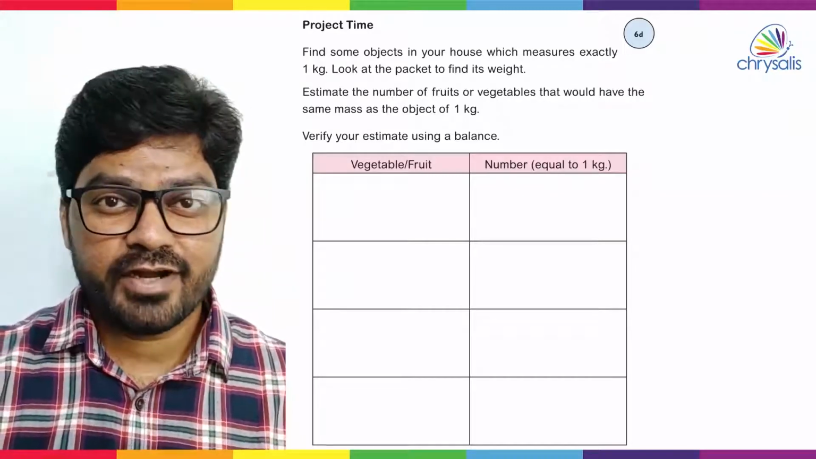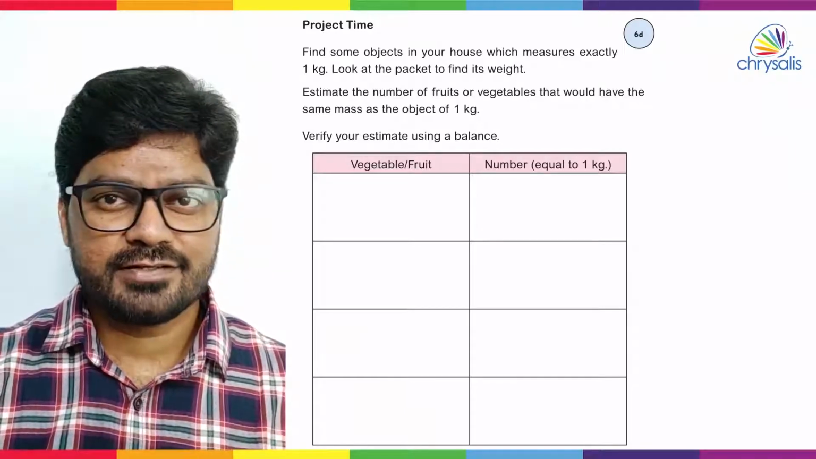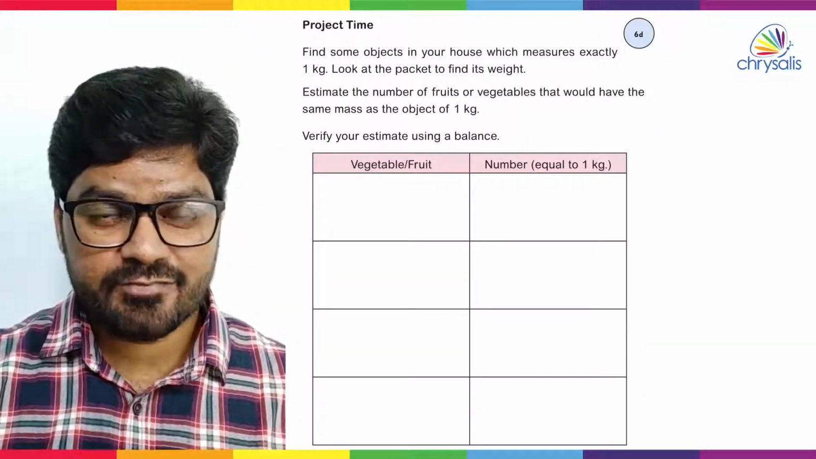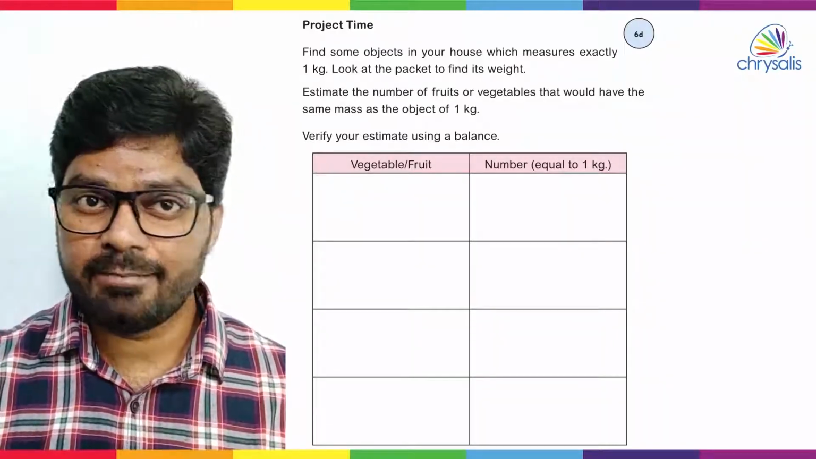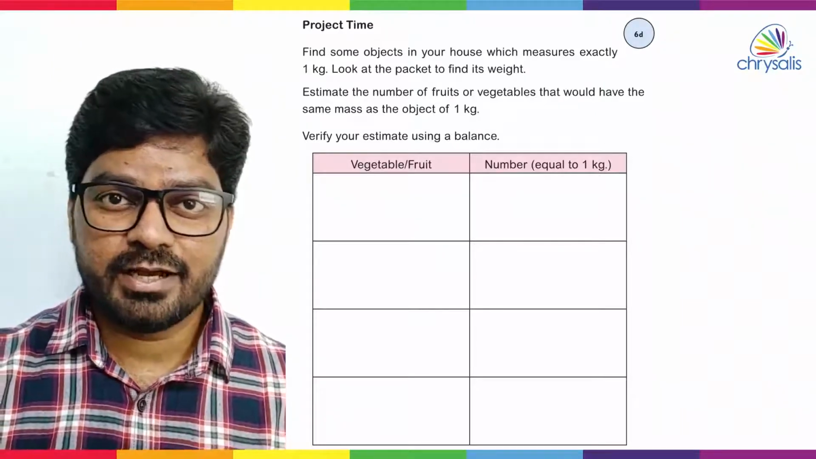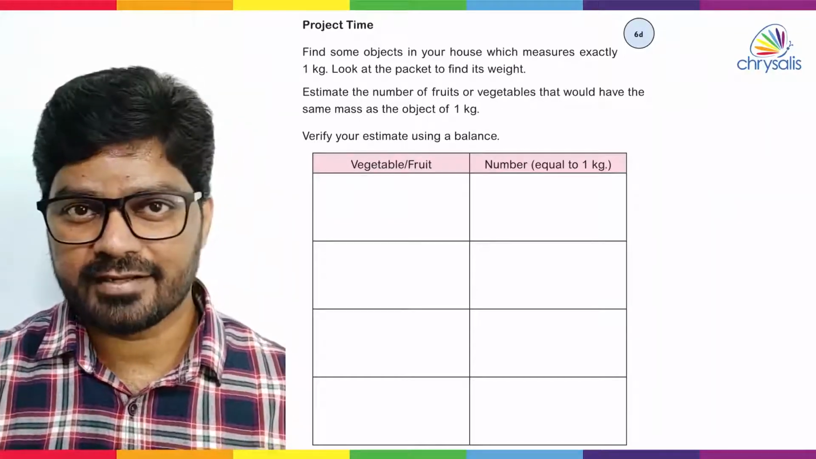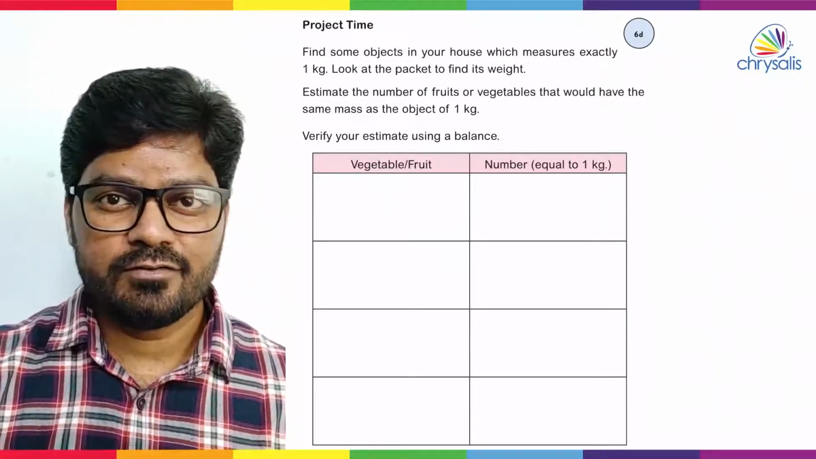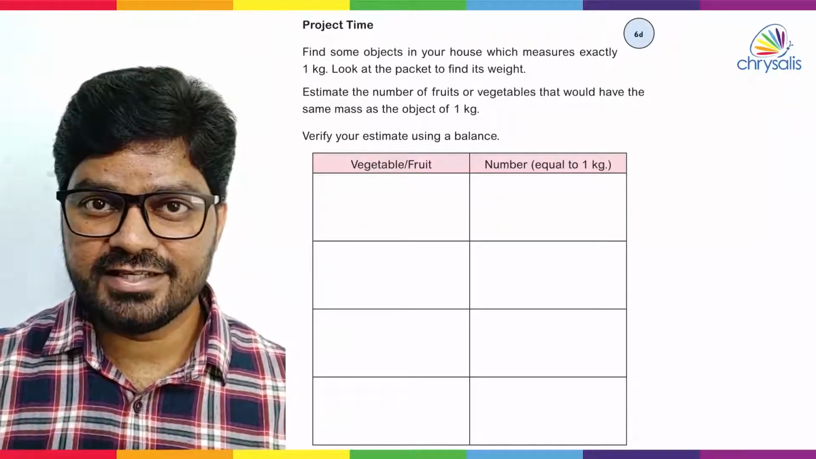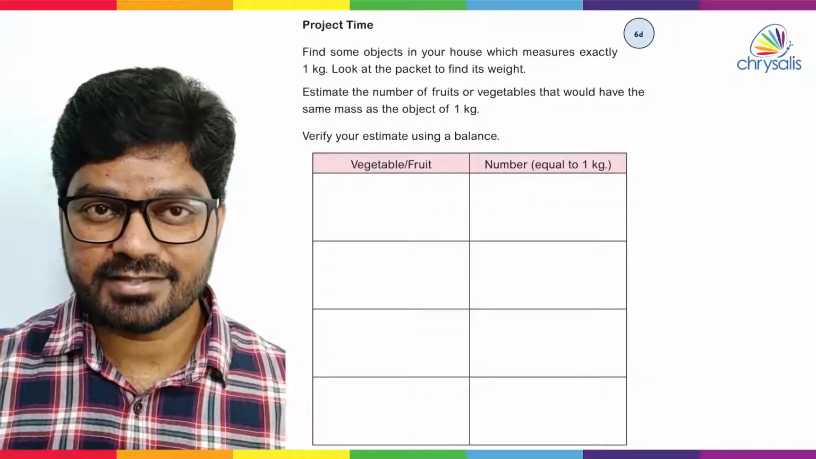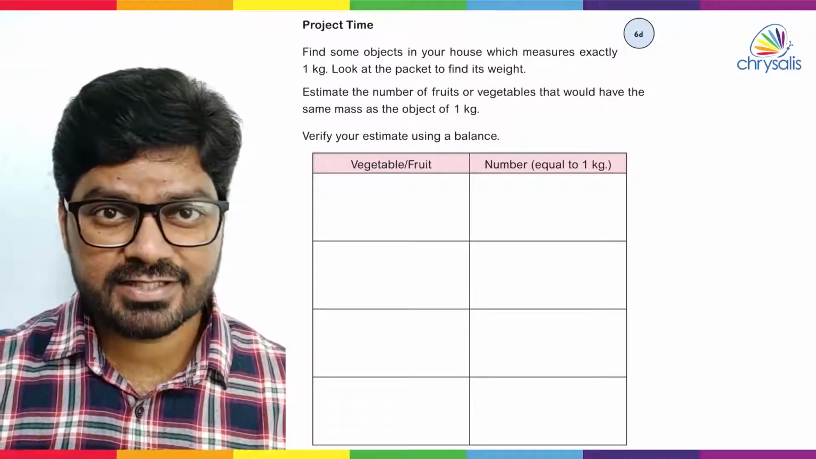After that, you have to verify your estimate using a balance. If you do not have a balance, don't worry. You can yourself become a balance. Put the packet weighing 1 kilogram in a bag. Put the number of fruits that you guessed to weigh 1 kilogram in another bag. Hold one bag in each hand and feel to see whether they appear to be the same mass. This way you can check whether your estimate was correct or not.